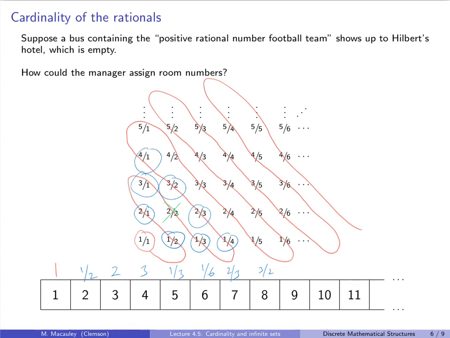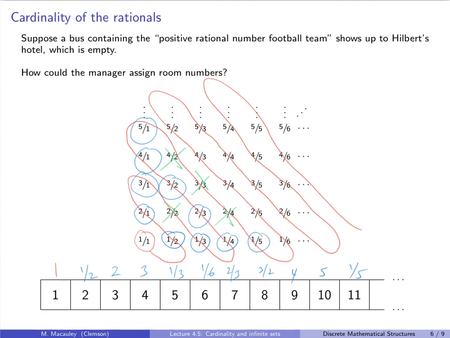4 goes in room 9. 5 goes in room 10. 4/2, we've seen that, so let's ignore that. 3 over 3, we've seen that. 2 over 4, we've already seen that, he's in room 2. 1/5, he's in room 11, and so forth.